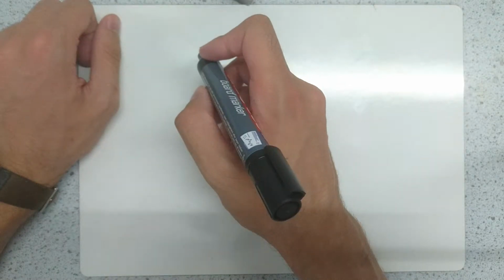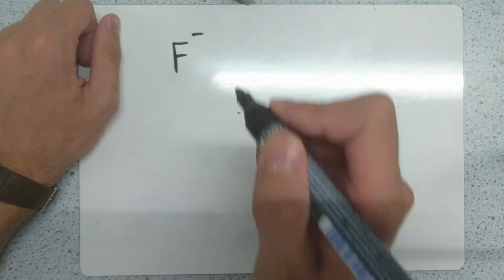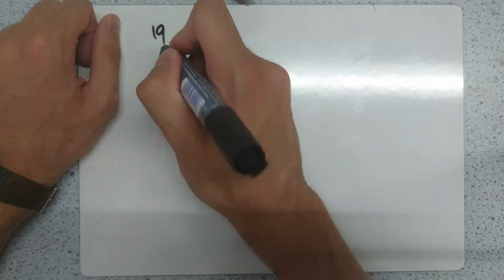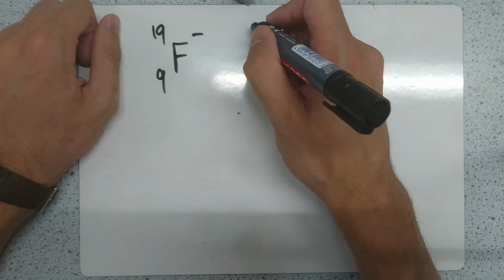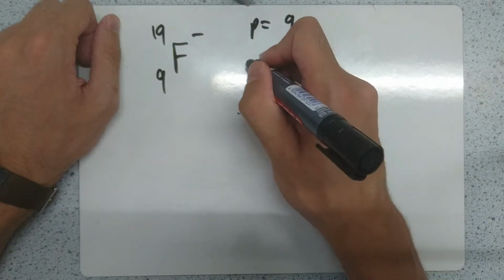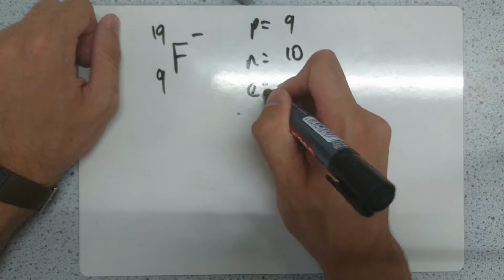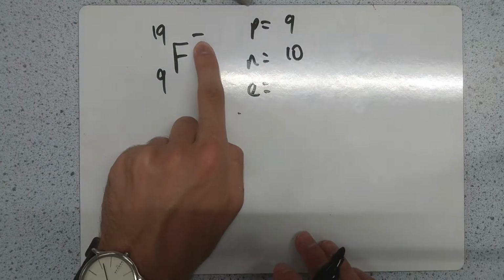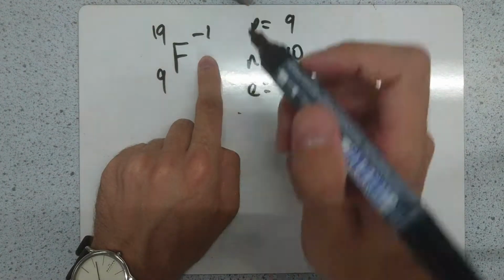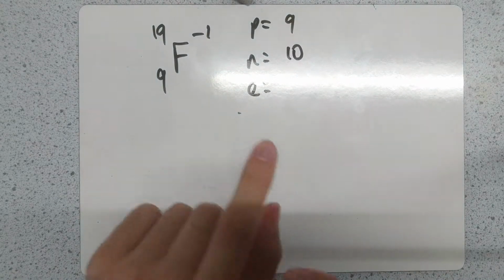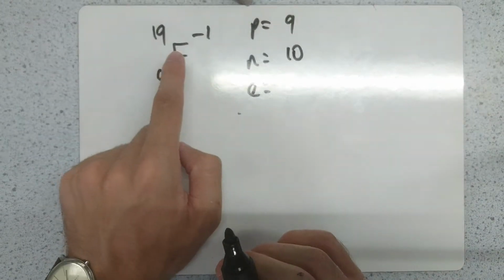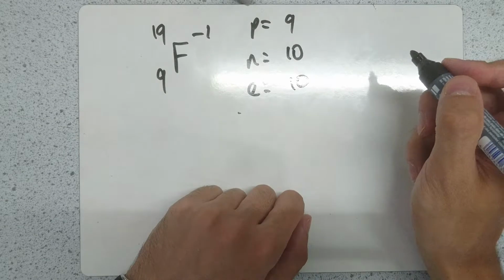So if we have a look at one ion, we'll have a look at F-. Now, 19 and 9. So protons, 9, neutrons, 10, electrons. It's got one more electron, -1, doesn't matter really which way, one more electron than it does protons. So it must have 10 electrons.